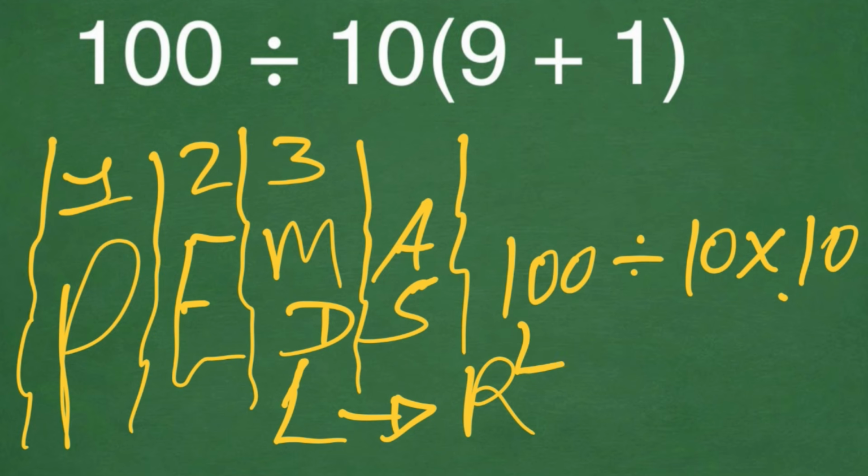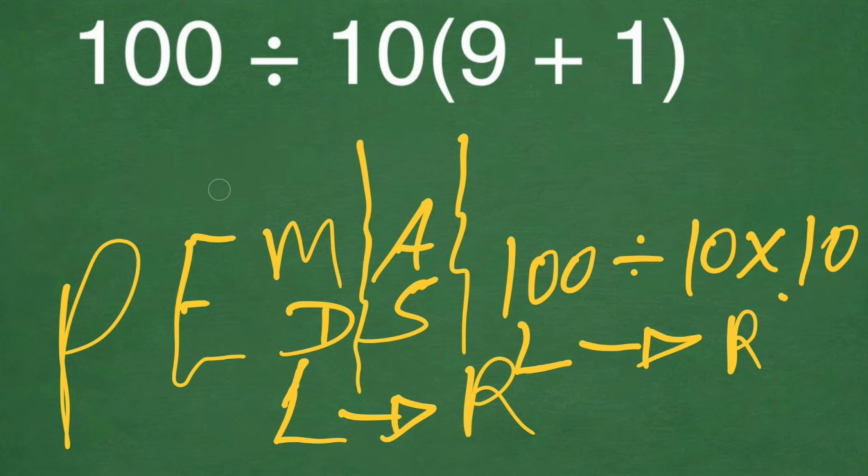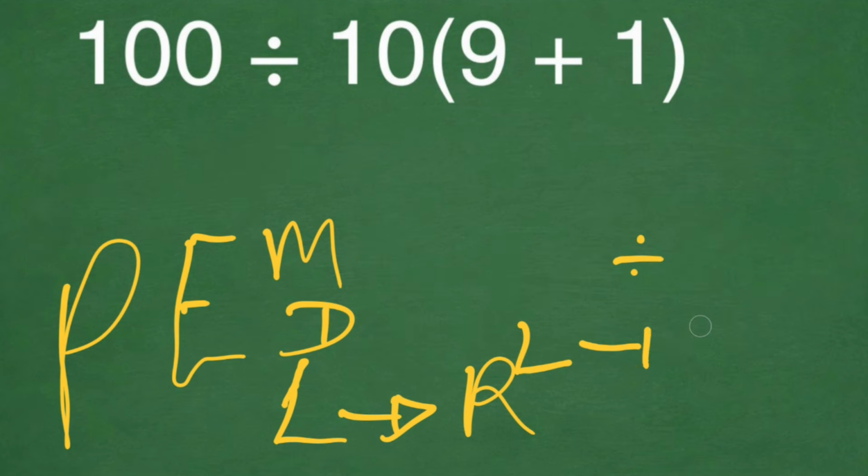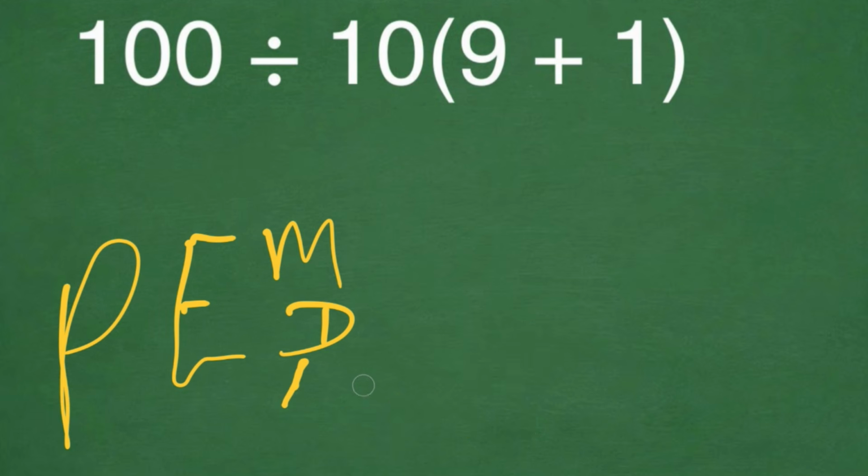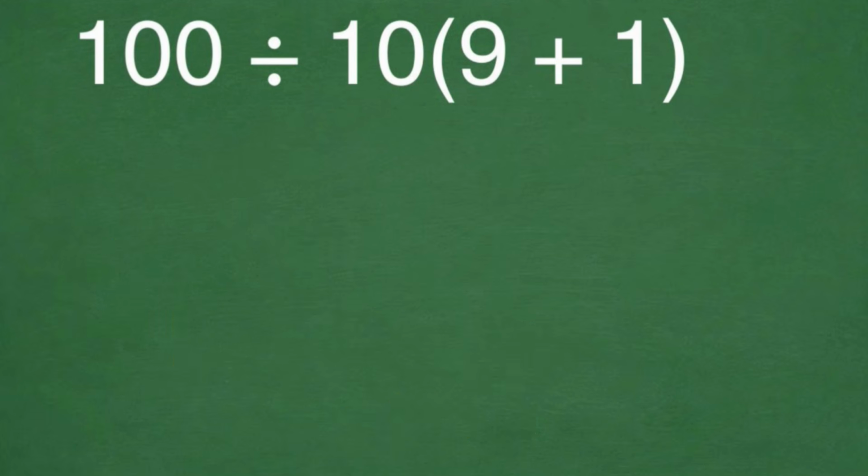Since we are solving the problem left to right, we are going to start from the left side, and we are going to do it in that exact order. So 100 divided by 10 is 10, and 10 is going to be multiplied by 10. So that is the right order to solve, right? So let's go and see if we can solve this.